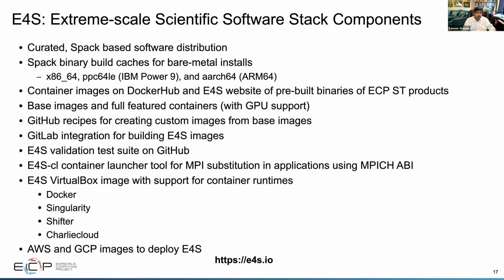We have GitHub recipes for creating custom images from the base images. And there is GitLab integration for building E4S images. We also have a validation test suite to make sure that the packages are installed correctly. And Spack also has spack test, a smoke test, that helps with this validation process. We have also a tool called E4S-CL, which is a container launch tool for substituting MPI within a container in applications that are built using E4S containers with MPICH ABI, and we have recently added support for OpenMPI as well.